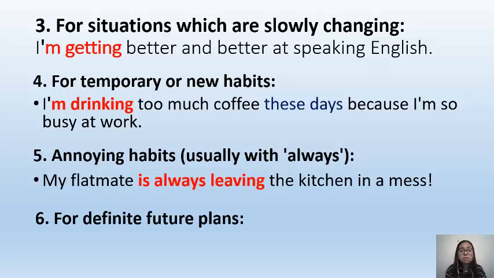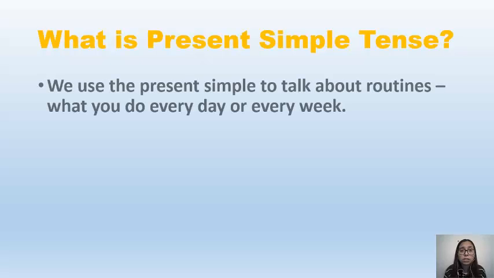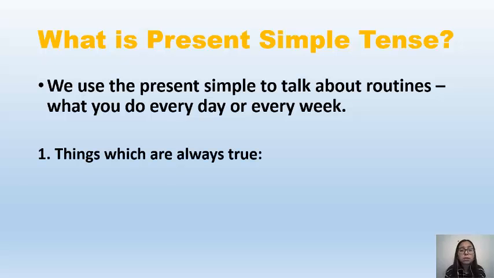Then for definite future plans, we can also use it to talk about the future, but we are not going to talk about that now. And then we have the simple present. Let's see, when do we use it? We use it to talk about routines, things we do every day or every week, things that are always true. For example, if I say water boils at 100 degrees, that is something that is always true.